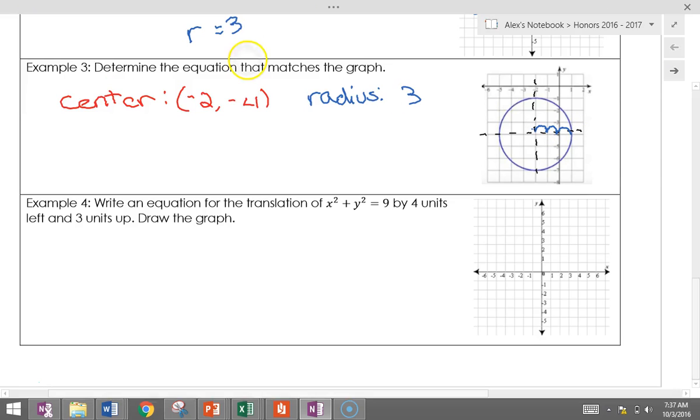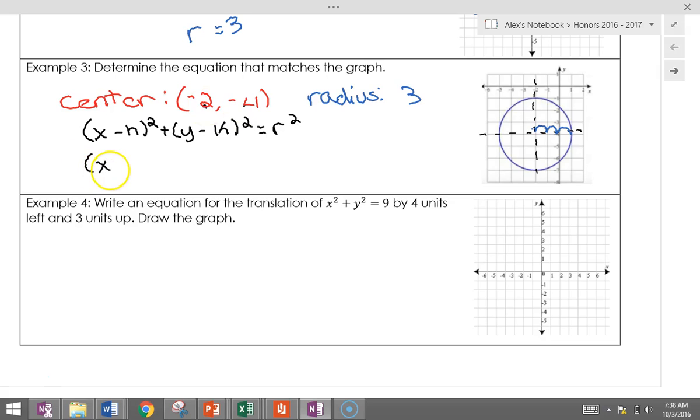So if I'm writing the equation, remember, it's (x minus h) squared plus (y minus k) squared equals r squared. Your h and your k split, your center flips sign. (x plus 2) squared plus (y plus 4) squared equals 3 squared. So I have (x plus 2) squared plus (y plus 4) squared equals 9.